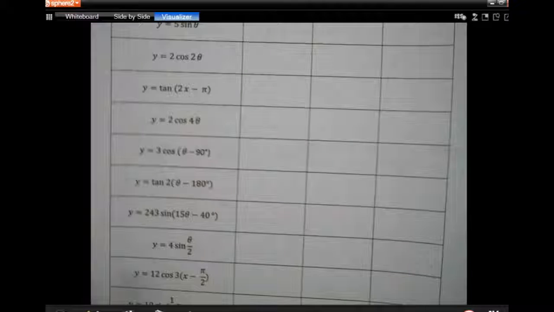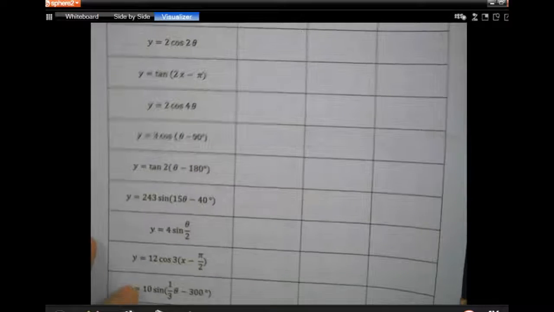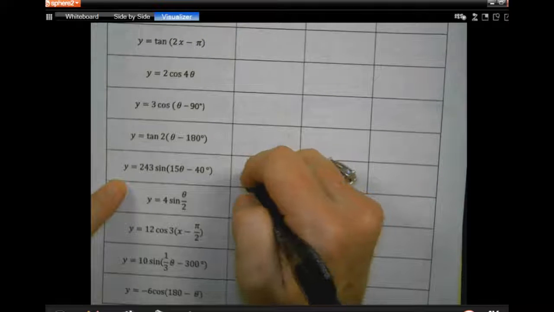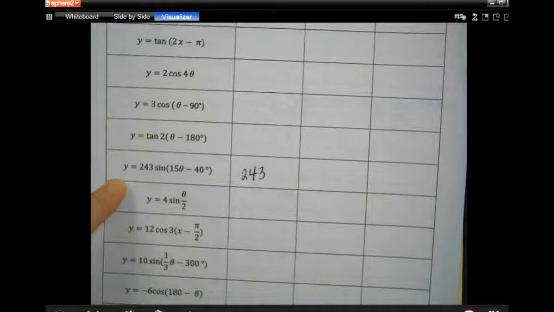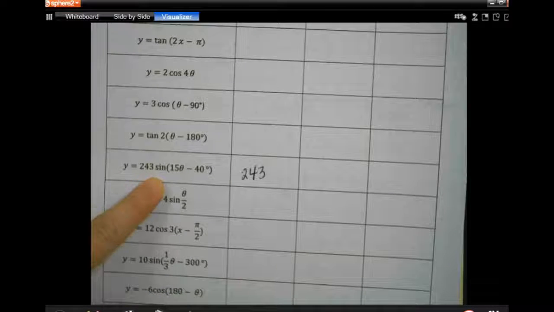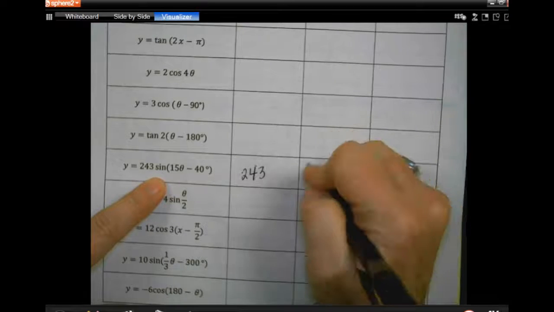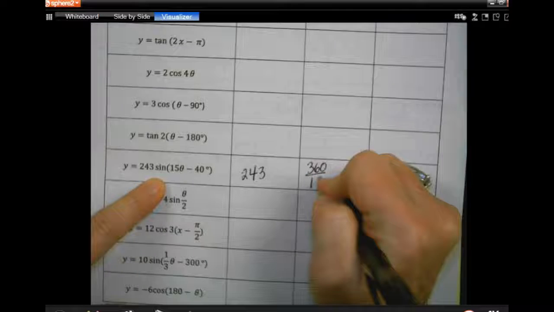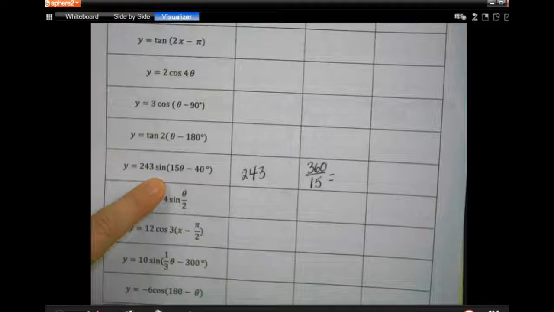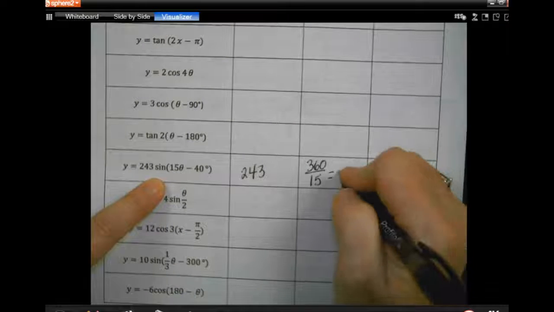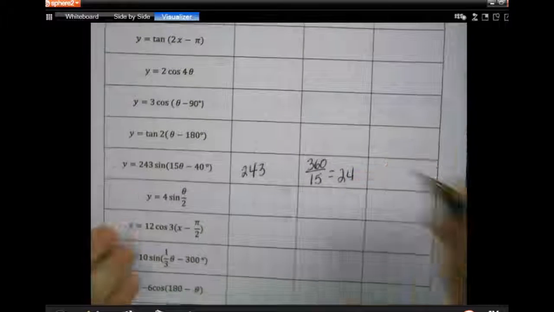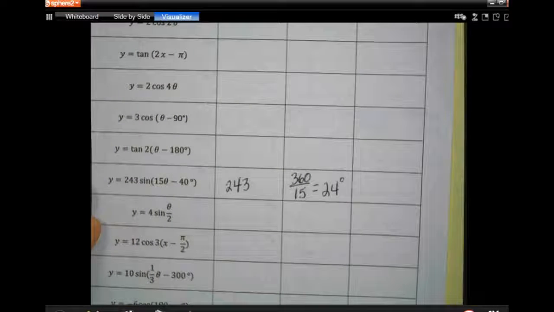Okay, on the white one. So look, on the front, what's the amplitude? So it's 243. So this is a sine function, and it's theta, so I'm going to use what? 360, and I'm going to divide by 15. So 360, whatever that is, divided by 15. What is it? 24? So the period is 24 degrees.